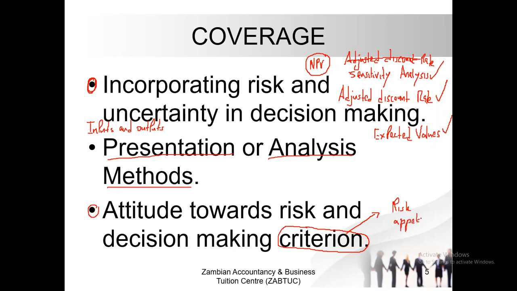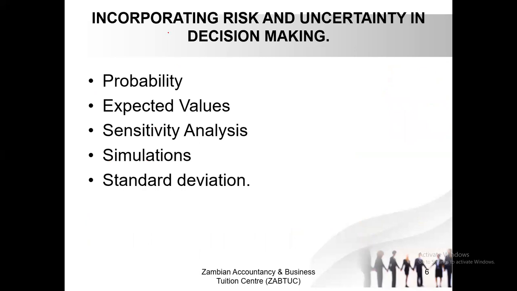Now, this one is examined quite often: deciding on which option to go for when there's risk and uncertainty. And that's what we'll be doing shortly. So, how can we incorporate risk and uncertainty in decision making? You can use probability, where you express the probability of an occurrence. What are the chances that a particular outcome is going to materialize? We can use expected values, and this one is very common for your paper.